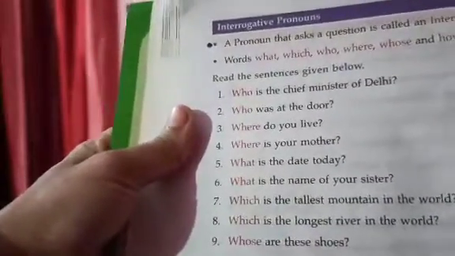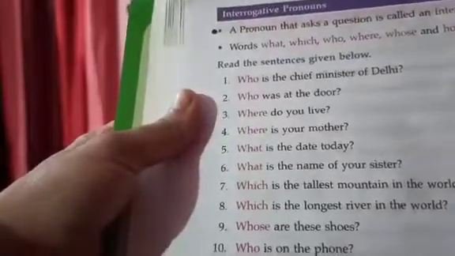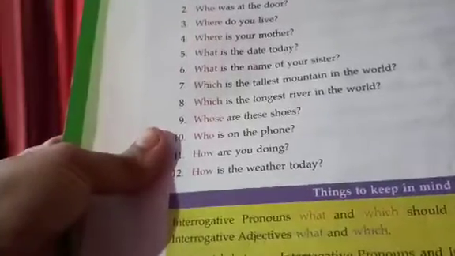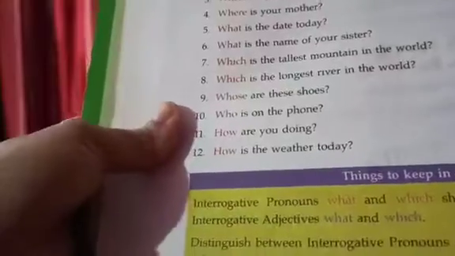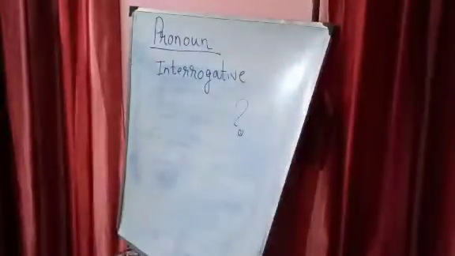See the sentences. Who is the Chief Minister of Delhi? Who was at the door? Where do you live? Where is your mother? What is the date today? What is the name of your sister? Which is the tallest mountain in the world? Which is the longest river in the world? Who are these? Whose are the shoes? Who is on the phone? How are you doing? How is the weather today? So these are the sentences.